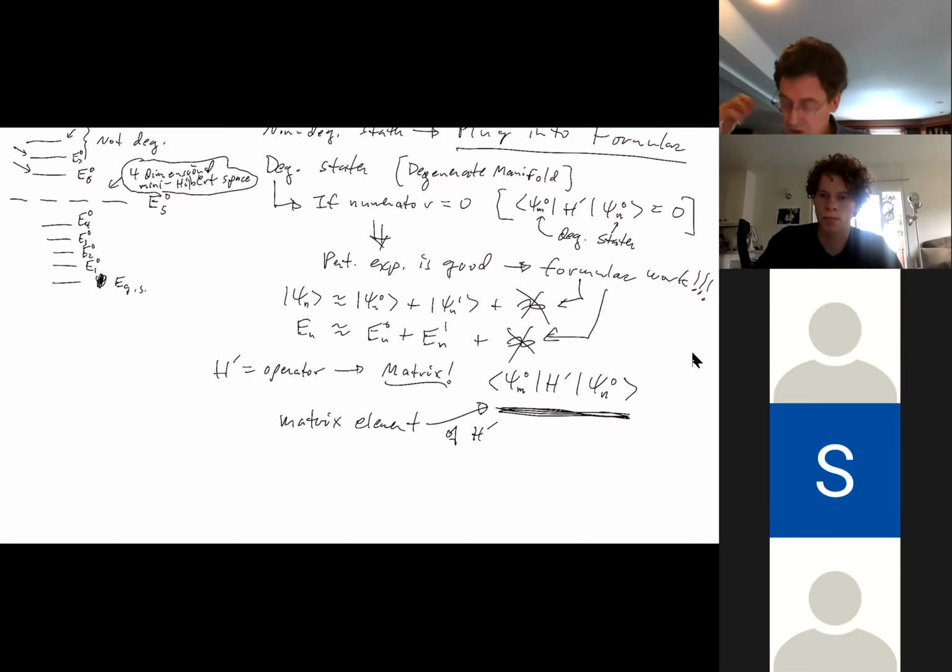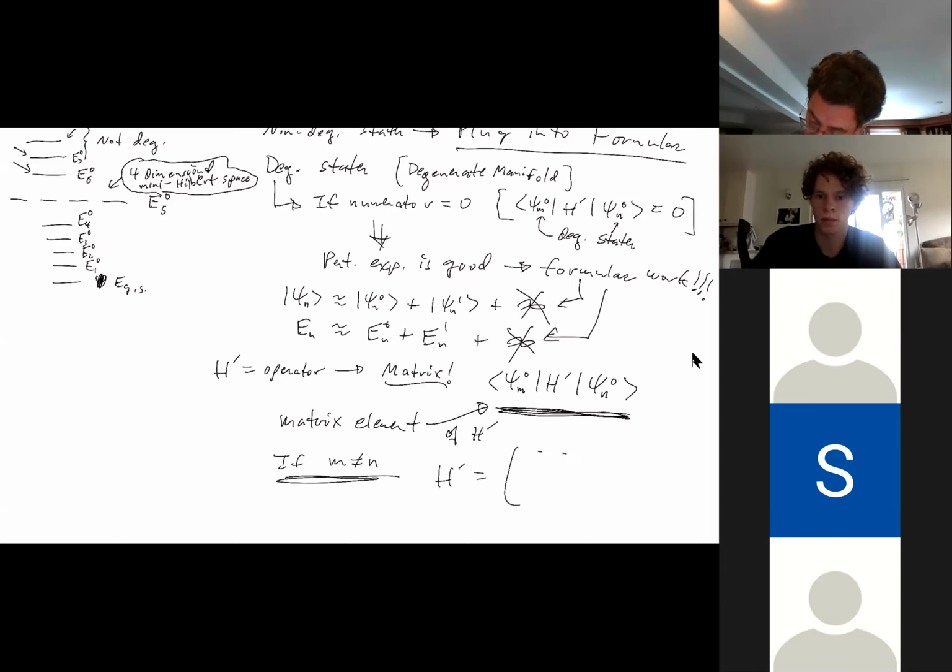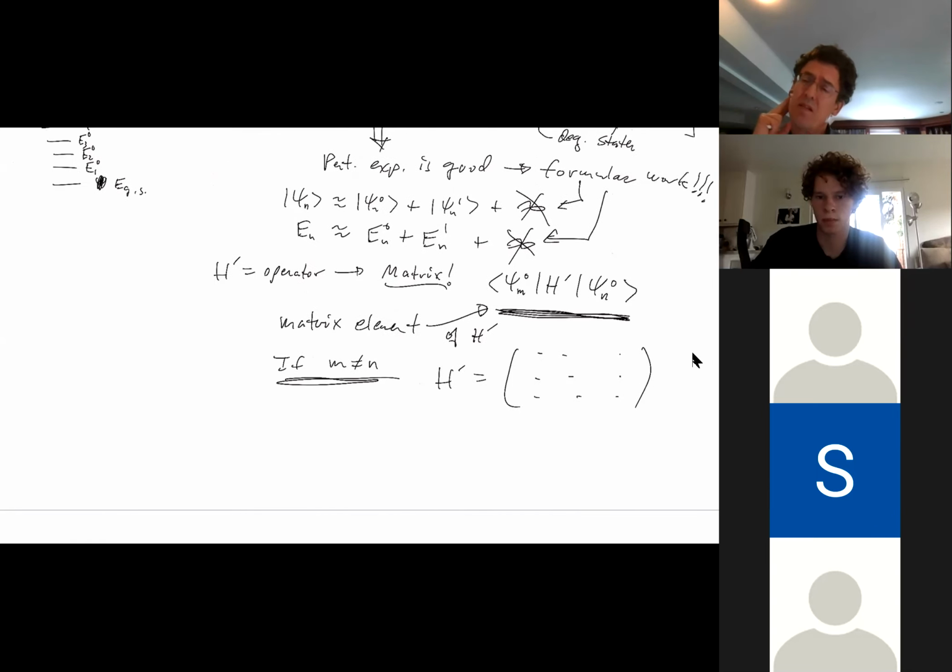Now, if m does not equal n, then what can I say about this matrix element? I know that H prime is some matrix, but if m does not equal n, then this matrix element is what? Yes, it's the off diagonal matrix element.